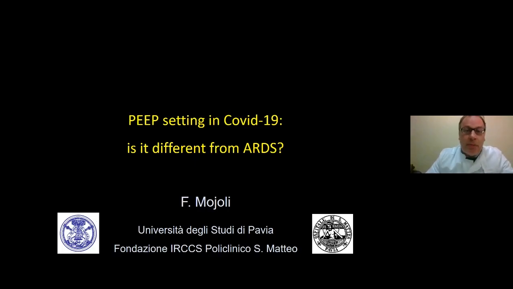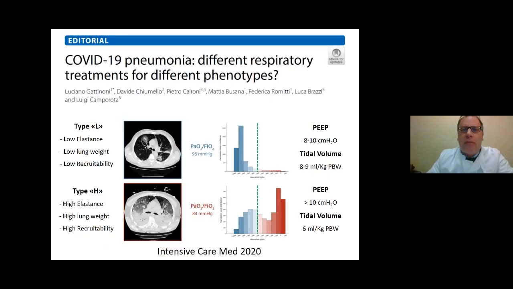I have to speak about PEEP setting in COVID-19 ARDS. So I think that if this is the topic, it's normal to start from an idea of Luciano Gattinoni. Someone could say it's mandatory to start from this. You have already seen this. Gattinoni suggested two different phenotypes of COVID-19 pneumonia, type L and type H.